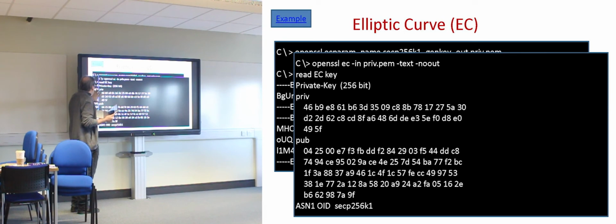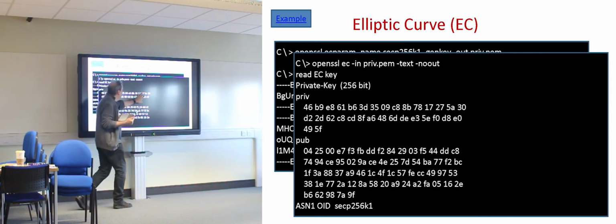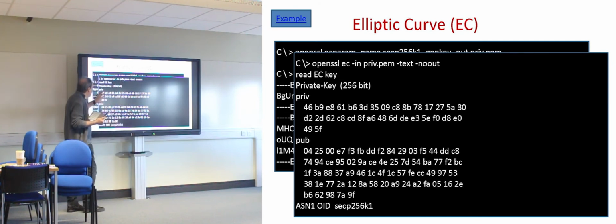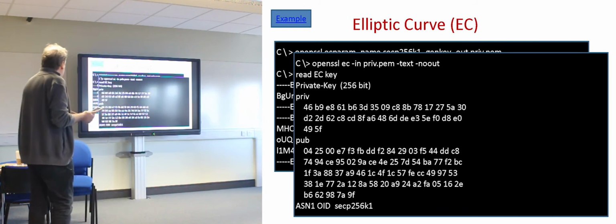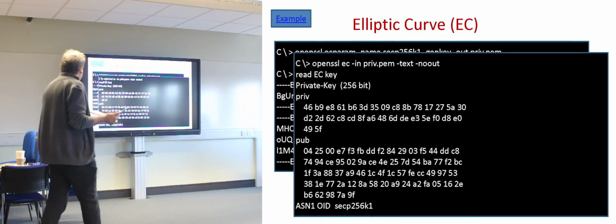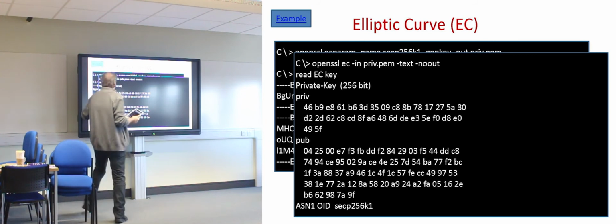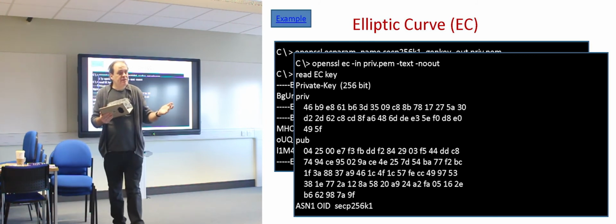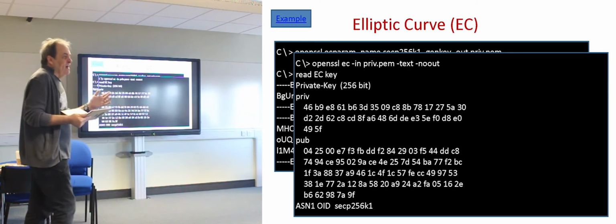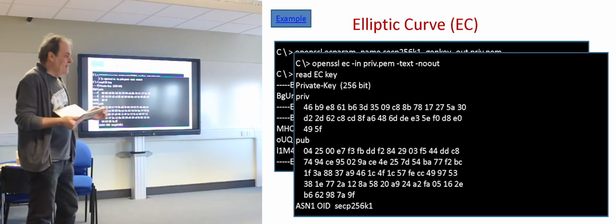So as you remember, the private key is this gradient. So that's the random value, the gradient. The public key is a much bigger value. So in this case, we have a 256-bit key here, but our public key is 512. So it's typically double the size of our private key.